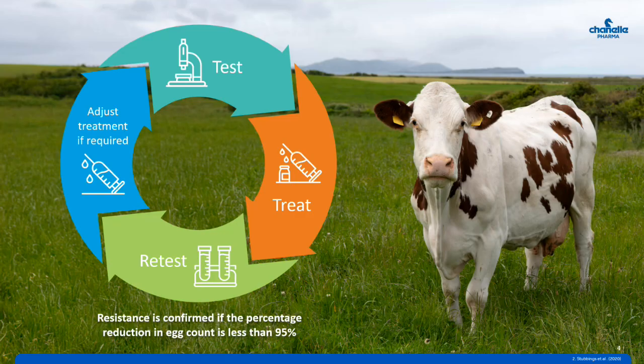Resistance is considered to be present in a population of parasites when antiparasitic treatment results in a less than 95% decrease in parasite numbers. Successful treatment removes more than 95% of parasites from the animal, and this is determined by these testing methods, such as fecal worm egg count.